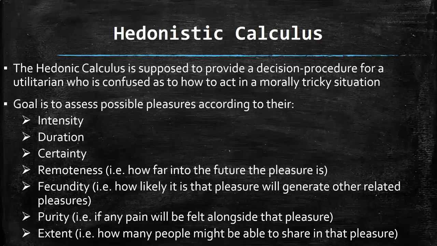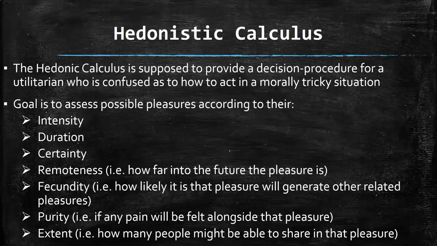But the certainty, remoteness: how far into the future is the pleasure? We want more immediate pleasure. Fecundity, what does that mean? How likely is it the pleasure will generate other related pleasures, right? Will it have add-on, knock-on effects? Purity: is there a faint pain going to be? Is there a trade-off? We're going to try to find the least amount of trade-off possible. And then the extent: how much?